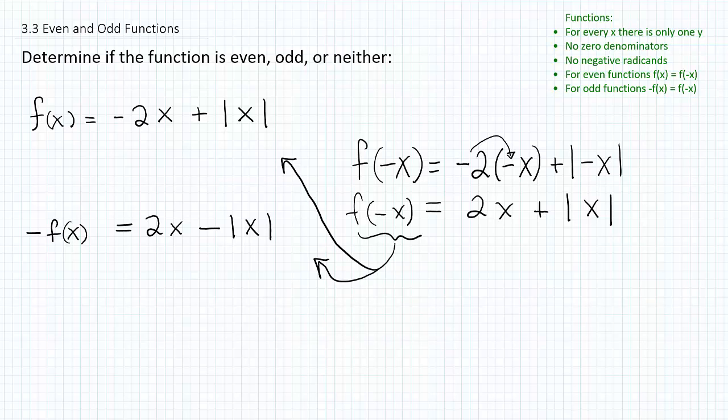Well, if f of negative x was the same as, say, f of x, then we would say the function is even. But I can see that positive 2x here is not the same as the negative 2x here. So the function is definitely not even.